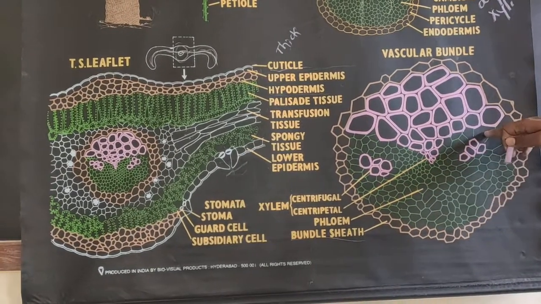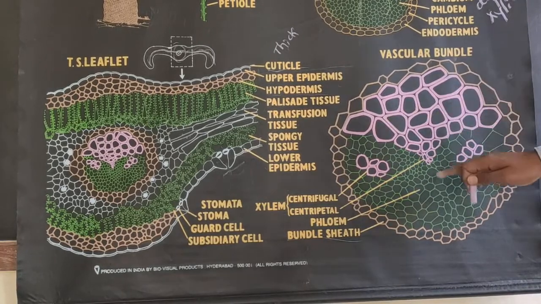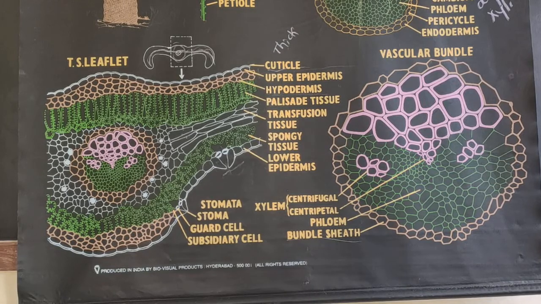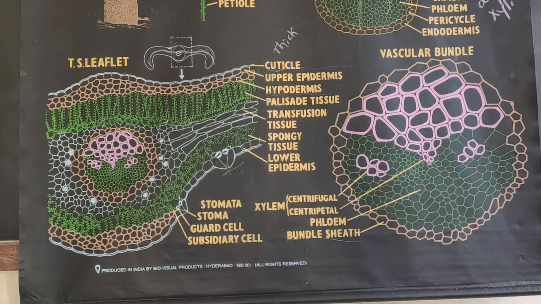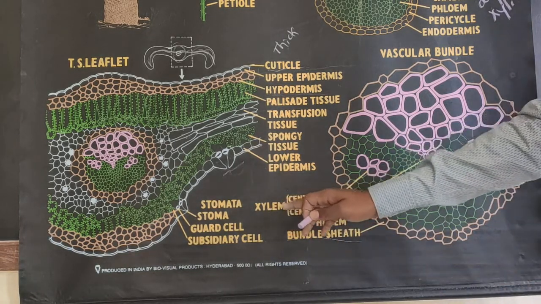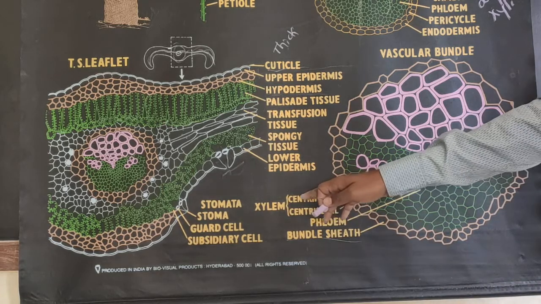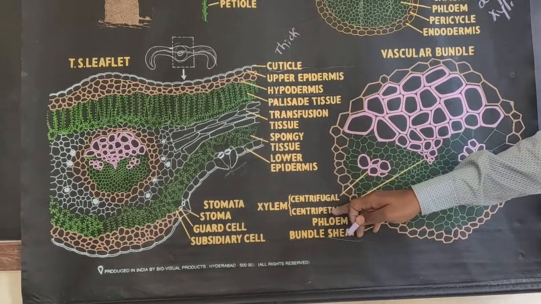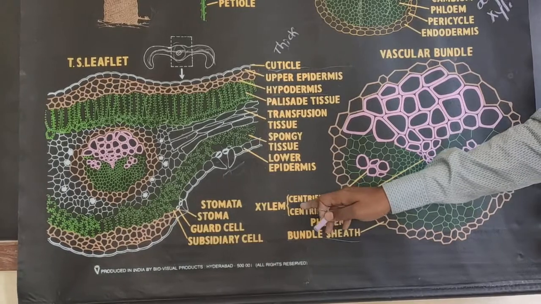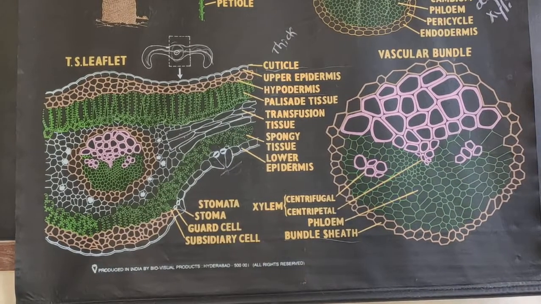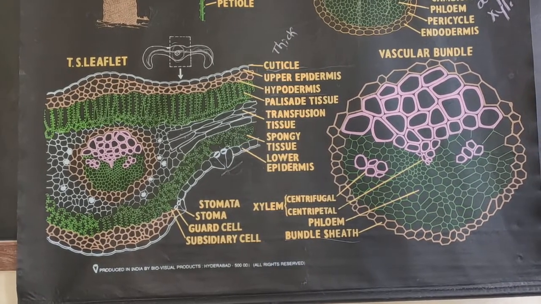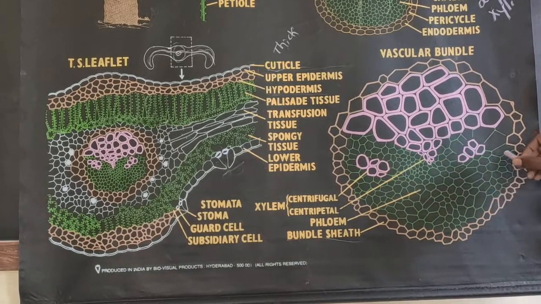Inside these bundle sheath cells, you will find the presence of xylem and phloem. If you look at the arrangement of xylem and phloem, the xylem is said to be diploxylic. As I have explained in the case of rachis, this means the xylem consists of centripetal and centrifugal xylem. Two types of xylem are present in the vascular bundle. And below the xylem, you will find the phloem.